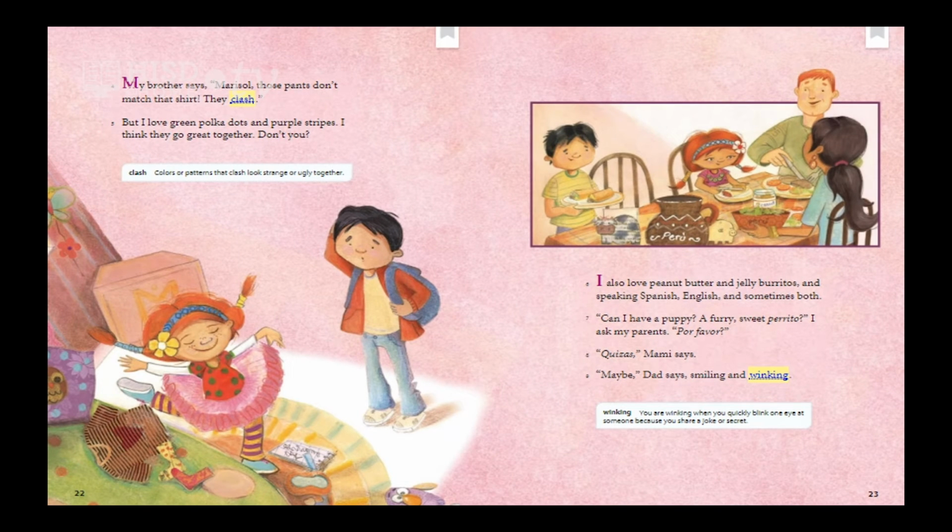My brother says, "Marisol, those pants don't match that shirt. They clash." But I love green polka dots and purple stripes. I think they go great together. Don't you? I also love peanut butter and jelly burritos, and speaking Spanish, English, and sometimes both. "Can I have a puppy? A furry sweet perrito?" I ask my parents. "Por favor?" "¿Qué es esto?" Mommy says. "Maybe," Dad says, smiling and winking.